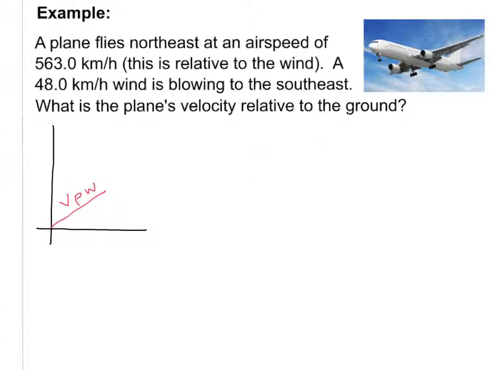The first leg of my journey is going to take me northeast, and it will be the velocity of the plane relative to the wind. Plane relative to the wind, and this will be northeast. I'm basing that on just the idea of the compass rose being north, south, east, and west. Now the second vector I need to consider is the velocity of the wind relative to Earth. Velocity of the wind relative to Earth is 48.0 kilometers per hour directly to the southeast.